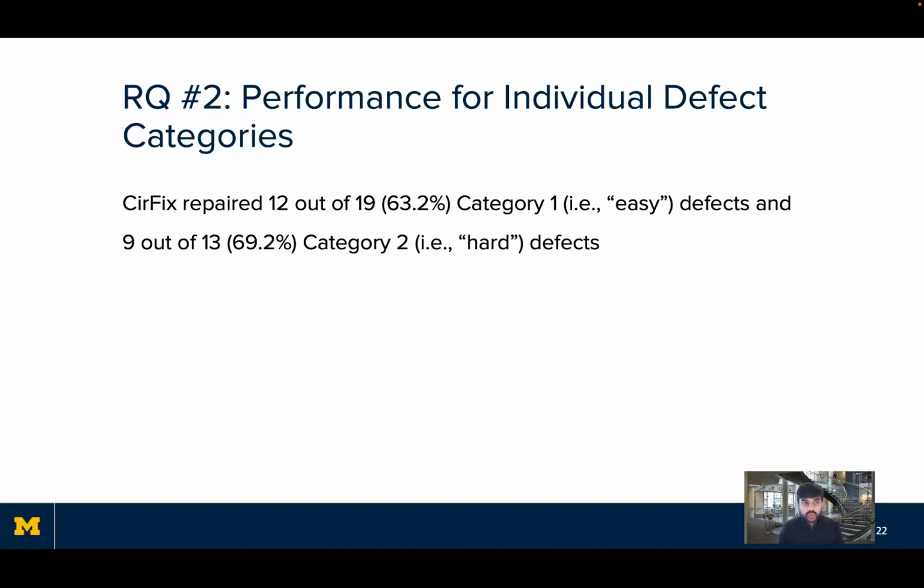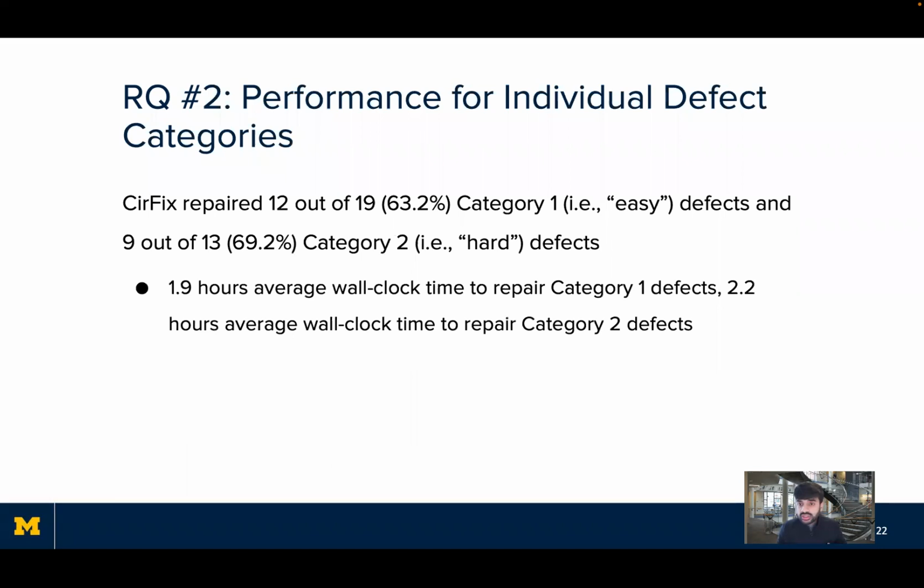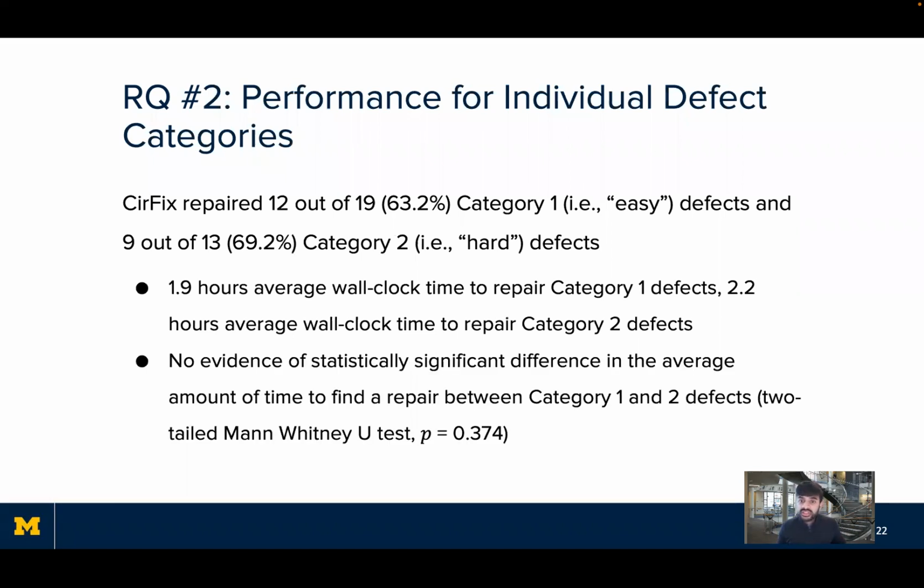Moving on to the second research question, we observed that CirFix repaired 12 out of 19 category 1 defects and then 9 out of 12 category 2 defects. The average wall clock time here to repair a category 1 easy defect was 1.9 hours, and that for a category 2 hard defect was 2.2 hours. And then we found no statistically significant difference in the amount of time to repair a category 1 versus a category 2 defect, suggesting that for bugs that CirFix is able to repair, it can do so in about the same time, regardless of the category and therefore the difficulty of the bug.